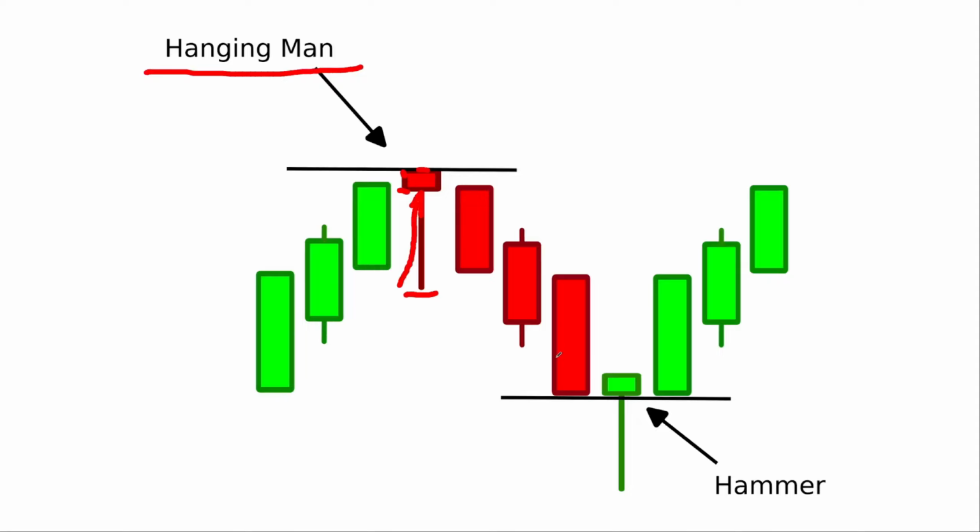The hammer. The hammer is basically the same candle as the hanging man, with the difference that it forms at the end of a downtrend and indicates a possible bullish reversal.